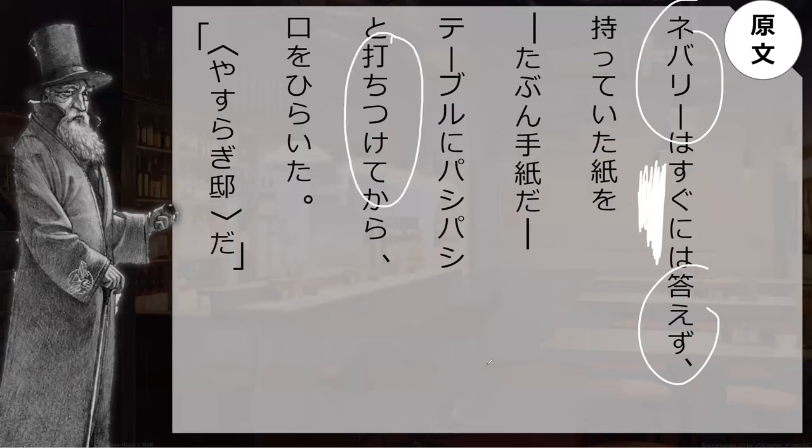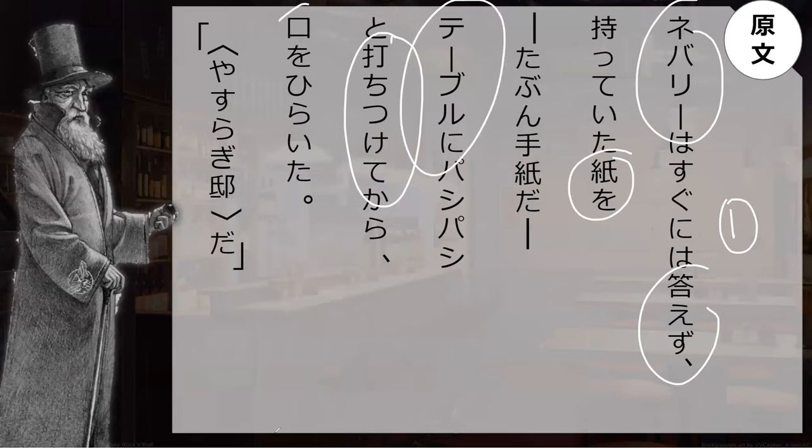What does uchitsukete mean? He slams. Yes. So instead of answering the question immediately, he slams a kami onto the table. After he does that, then he actually does kotaeru.